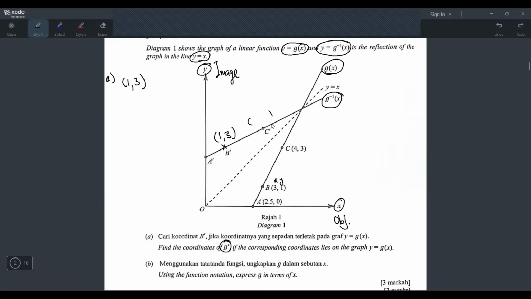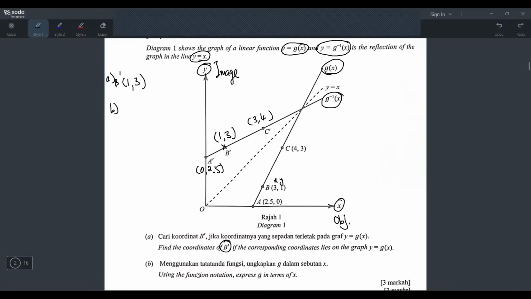So what is C prime then? It would be (3, 4). Same concept, you just reverse the object and the image. The x and y coordinates just switch places. Same with A prime: point A is (2.5, 0), so A prime will be (0, 2.5). But for question A, they only ask for B prime, so that's the answer. The B prime coordinate is (1, 3). Okay, done. I don't think this is worth a lot of marks, maybe just 1 mark for A.